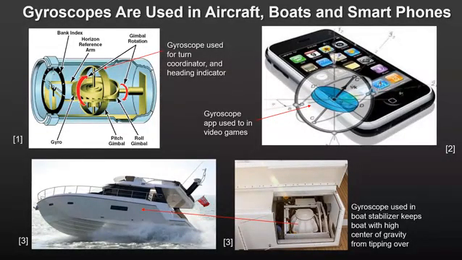A gyroscope measures the rate of rotation around an axis. In an aircraft, a gyroscope is used as a turn coordinator or heading indicator. It is used exclusively for navigation on unmanned aircraft and in compasses. It is used in boat stabilizer systems to keep a boat with a high center of gravity from tipping over.